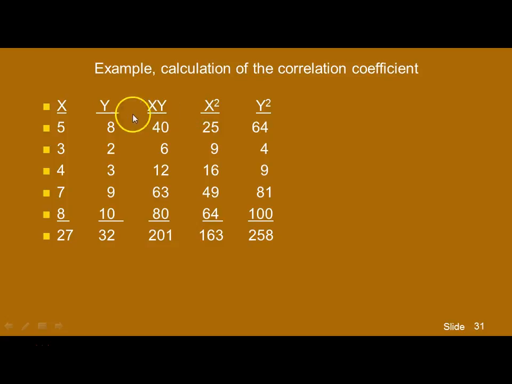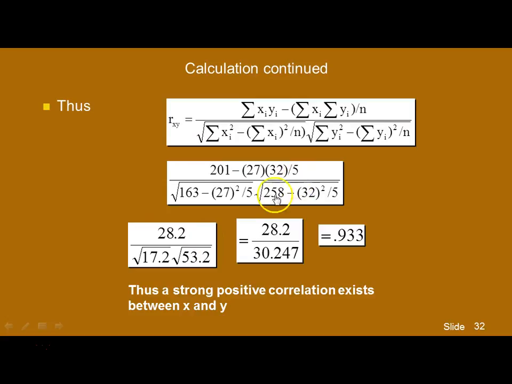Square all of the x's. Come over to this column and take all those numbers and square them. 5 squared is 25, 3 squared is 9, and so on. They add up to 163. And then do the same thing for the y's. Square them and add them up. And you'll get 258. Now let's just plug all the numbers in the formula.